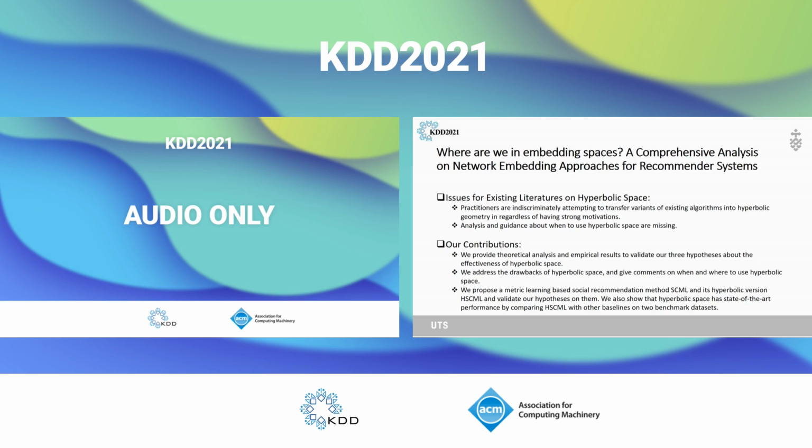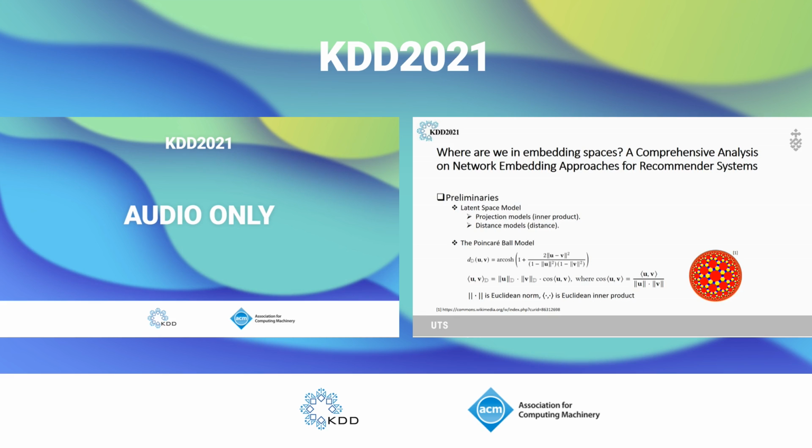Our work aims to fix the gaps and provide a comprehensive analysis on hyperbolic space and hyperbolic embeddings for recommender systems. Again, our contributions are as follows. First, we provide theoretical analysis and empirical results to validate our three hypotheses about the effectiveness of hyperbolic space. Second, we address its drawbacks and give some comments. Third, we propose and evaluate social collaborative metric learning.